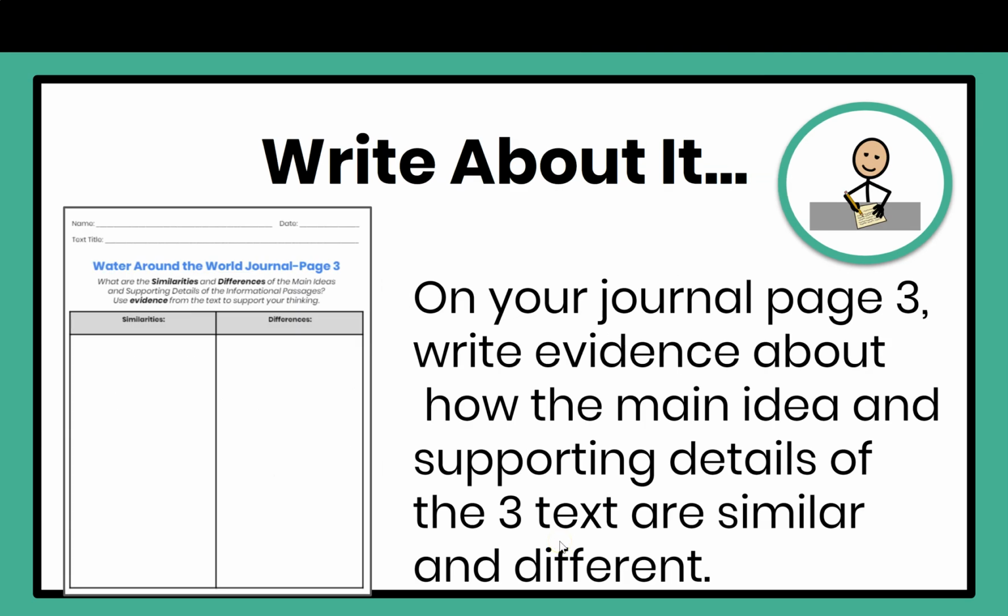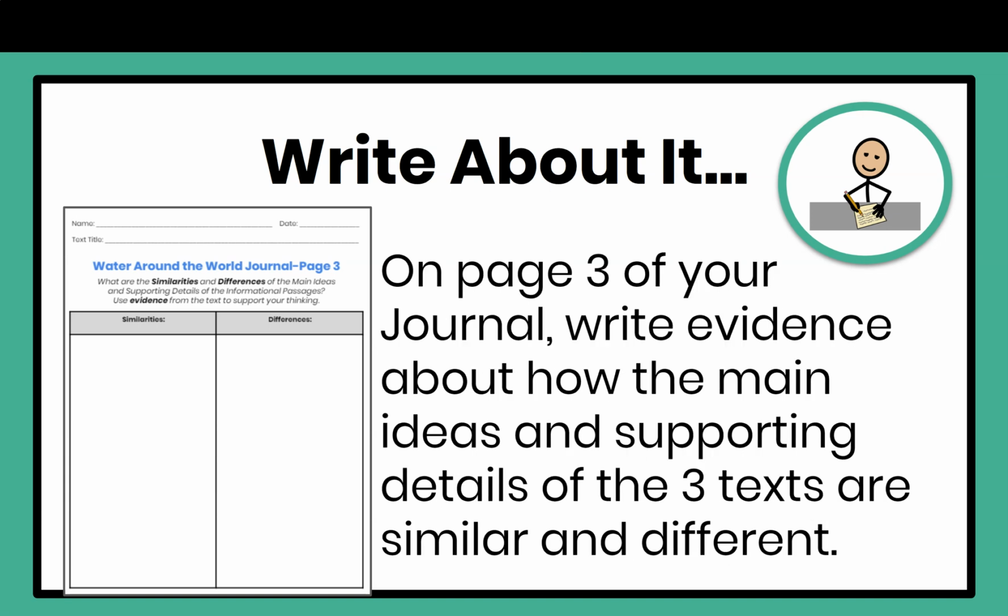Now that you've thought about it and talked about it, let's write about it. On page 3 of your journal, write evidence about how the main ideas and supporting details of the three texts are similar and different. For example, a similarity of all three texts is that they deal with a problem with water. Complete the rest of the journal page on your own. When you're finished, share it with your teacher, a family member, or a friend.